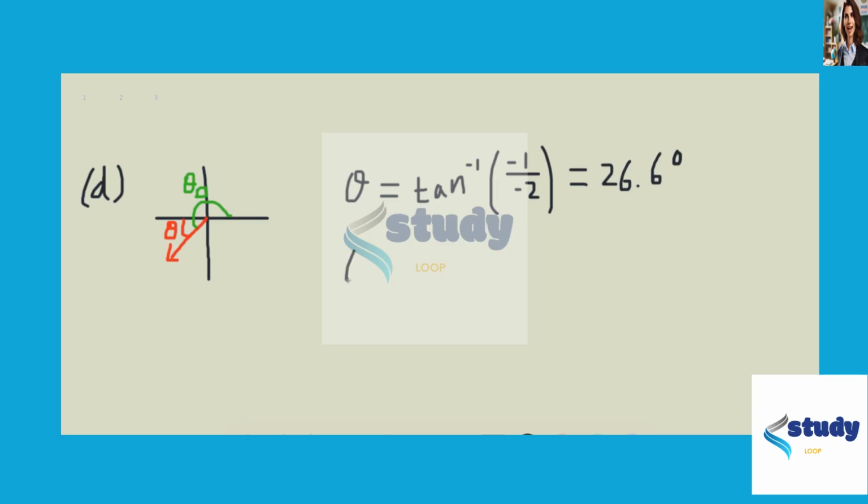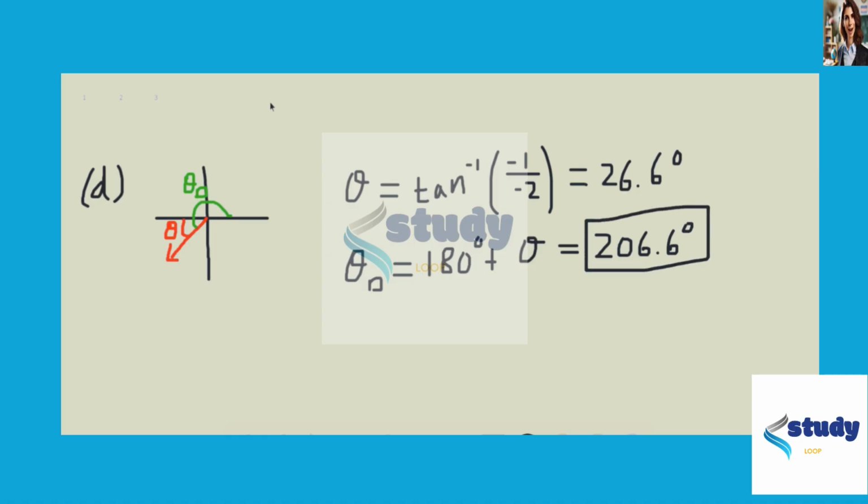Okay, then theta d, like before, is going to be equal to 180 degrees plus theta. This time theta is positive, so it's going to be greater than 180 degrees, which makes sense, indicated by the drawing. And this is going to equal 206.6 degrees. We can box that in as our solution to D and the final part of our question.